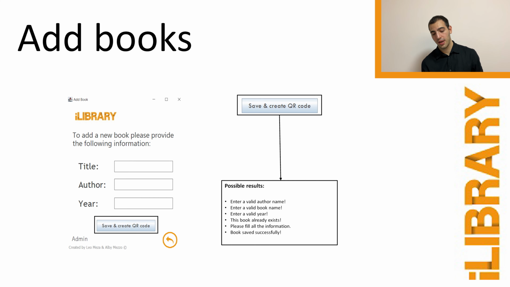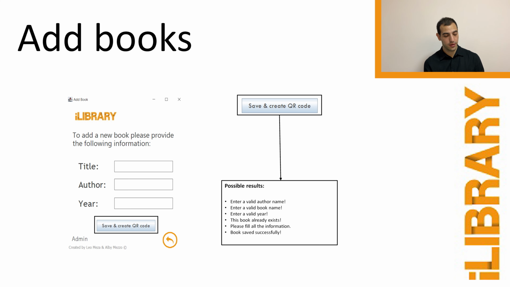Add books is one of the main parts of the program, and can be performed only by admins, because they are the only ones that have the credentials to add books. Well, here, as we can see, we can add the title, author, and year. The structure is pretty much similar to the registration part, because we are going to add data inside the database.